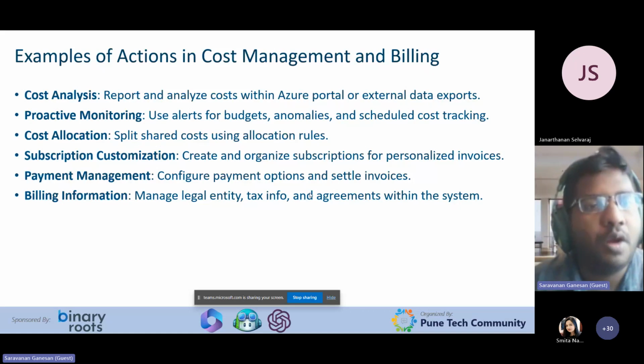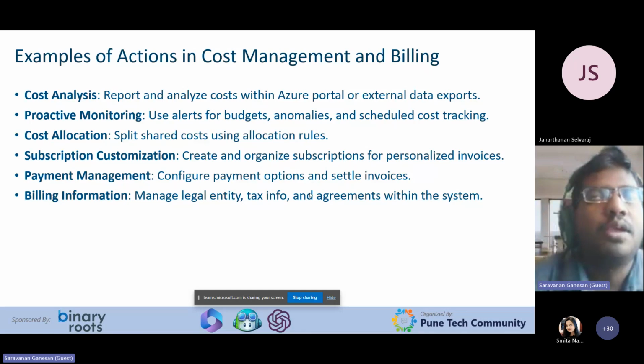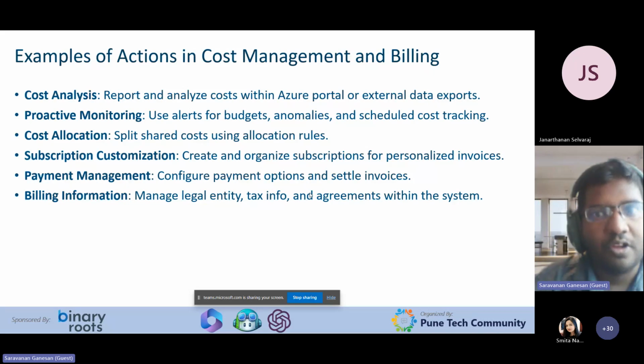Cost analysis means this particular service will be used to report and analyze the cost within our Azure portal or some other external data exports which have been given from another source of network. Okay. And then proactive monitoring.